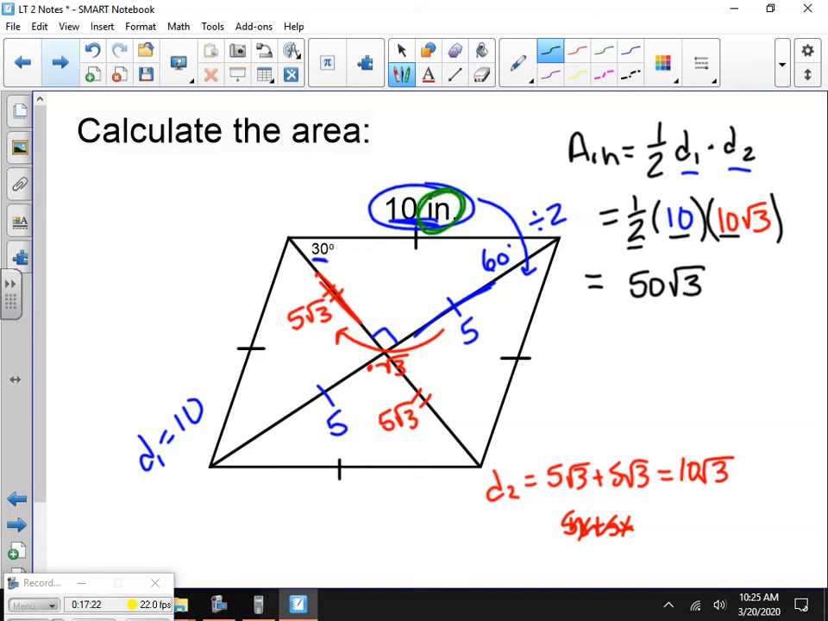All right, the next problem. Make sure you copy down the diagram and pause the video and try it on your own. So go ahead and pause the video. All right, now that you've tried it on your own, we're going to do it together.